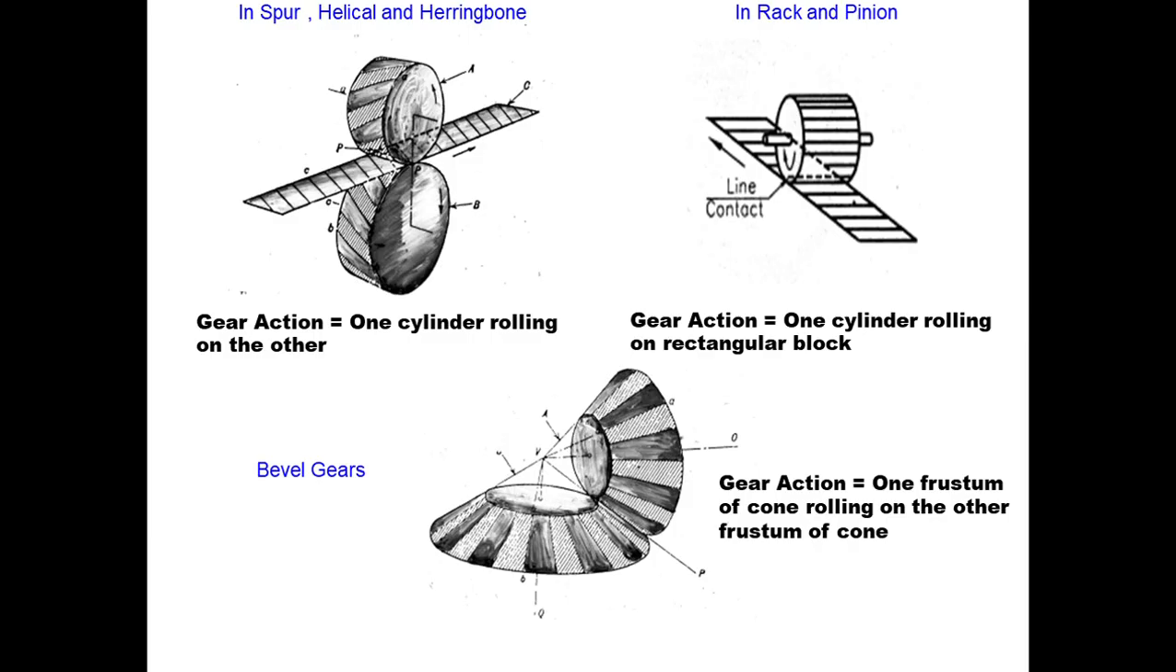In rack and pinion we have what is known as line contact. So here gear action is equal to one cylinder rolling on a rectangular block. Here gear action is equal to one frustum of cone rolling on the other frustum of cone. This type of mechanism you must have seen in your fire pump, the priming unit. If you remember, this is nothing but one frustum of cone rolling on the other.